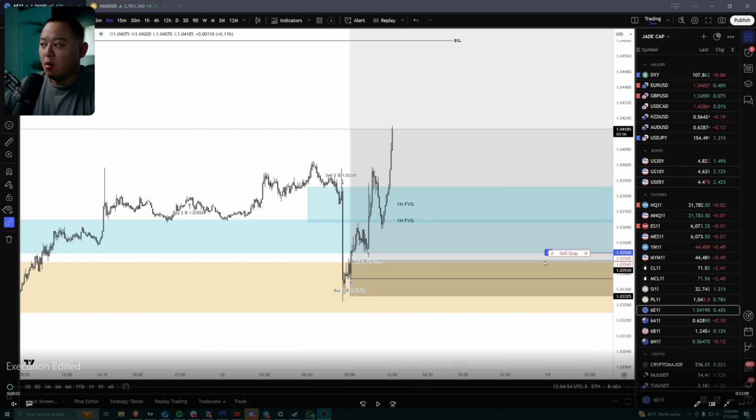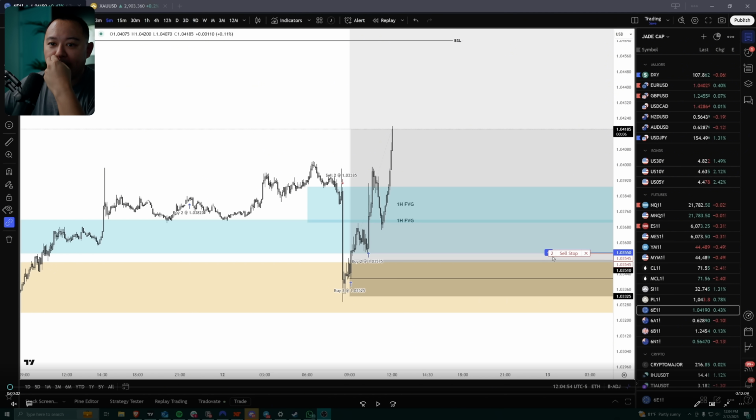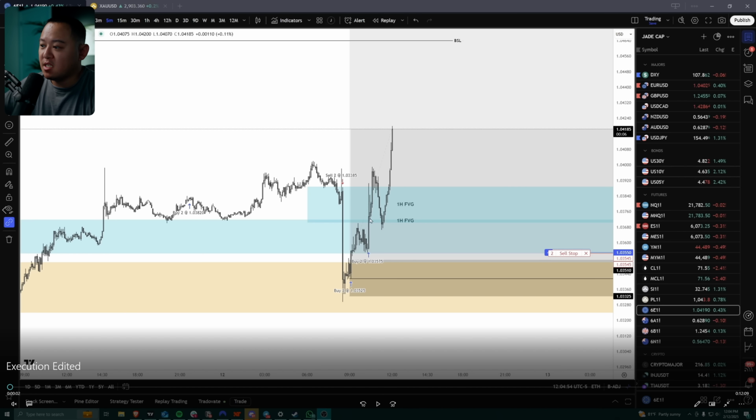Because if I don't, now all of a sudden I'm exposed to 2R in possible risk to the downside. And if I really wanted to, you guys can see here that as this market came back and retraced into this 5-minute fair value gap, I could have possibly added in again if my stop loss was at break even. So even if I added a third entry, I would have been able to essentially triple my size without taking on more risk.